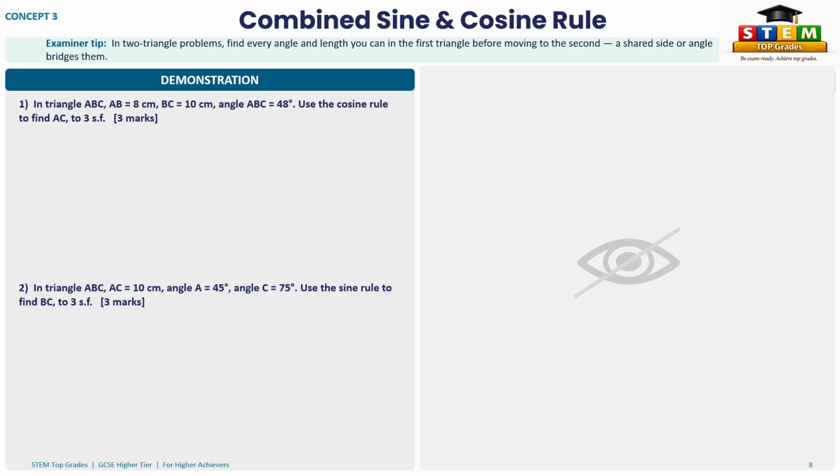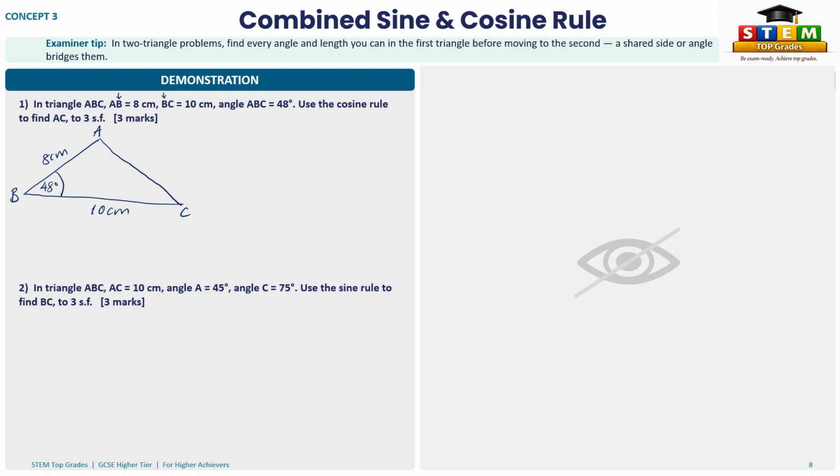In triangle ABC, AB is 8 centimeters, BC is 10, and the angle ABC is 48 degrees. Okay, so let's draw that. So let's say 8 centimeters here, then along the side, 10 centimeters. So we've got A. Now you will notice that B is the one that is common to these two. So that's your clue for drawing your diagram. So B will be right in the middle, and that's C here, and the angle is 48 degrees.